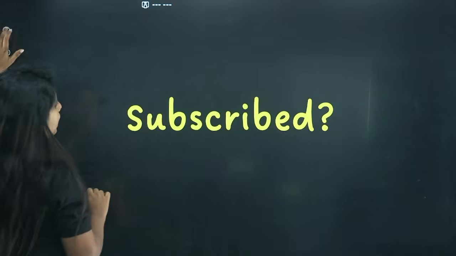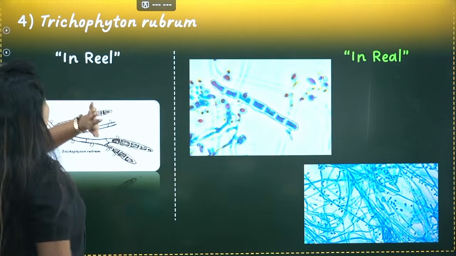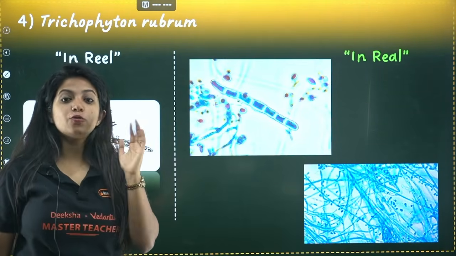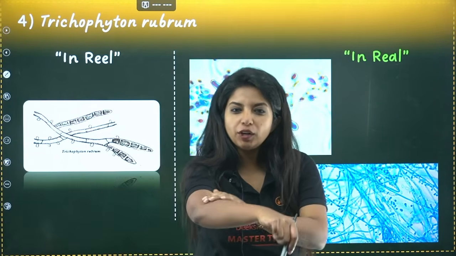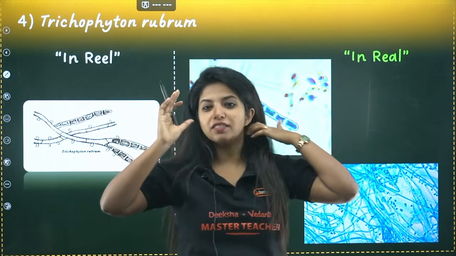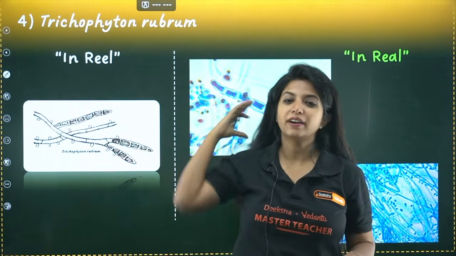Now, the last one that we have is Trichophyton rubrum. I told you Trichophyton is basically fighting on our skin surface, hair and things like that. Why? Because it's a fungus. It's fighting with what?